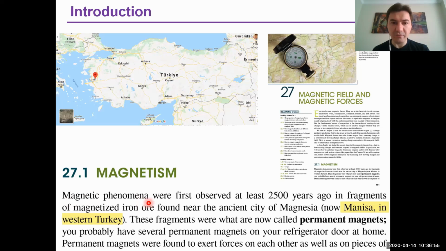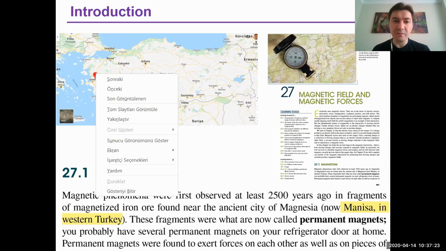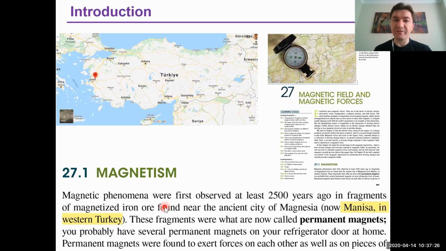Magnetic phenomena were first observed at least 2,500 years ago in fragments of magnetized iron ore, demir cevheri in Turkish, found near the ancient city of Magnesia, now Manisa in western Turkey. These fragments were what are now called permanent magnets. Okay, here in Manisa in Turkey, magnetism phenomena were first observed. This information is taken from Young and Freedman, you can find it there.